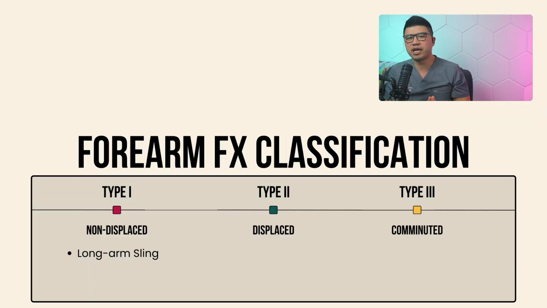One classification to know for fractures of the forearm is the type 1 to type 3 system. Type 1 is for non-displaced, type 2 is for displaced, and type 3 is for comminuted. With non-displaced or type 1 fractures of the forearm, they can often benefit from a long arm sling.